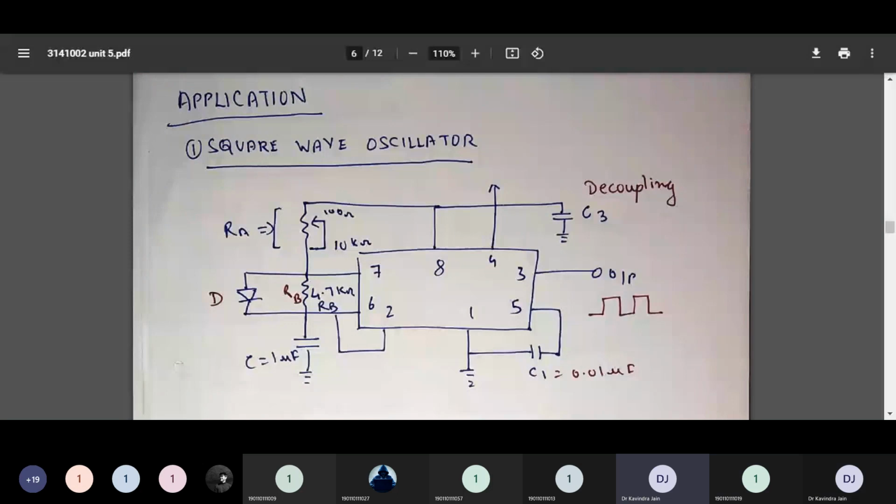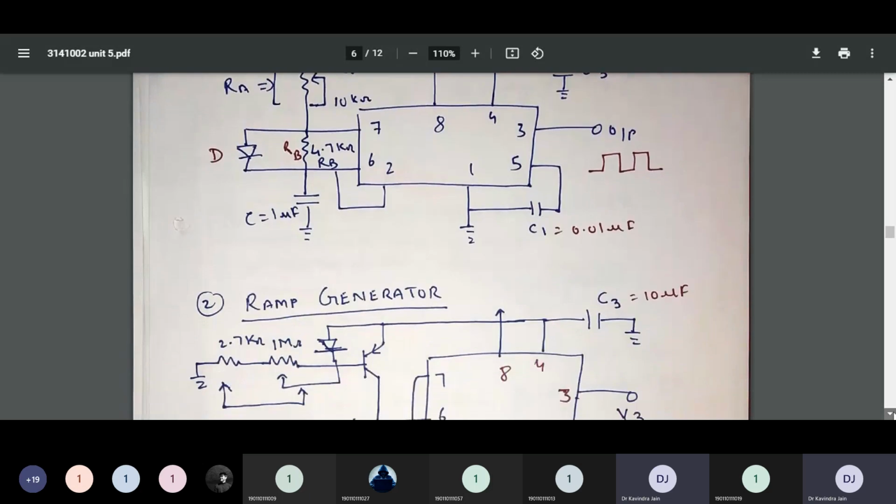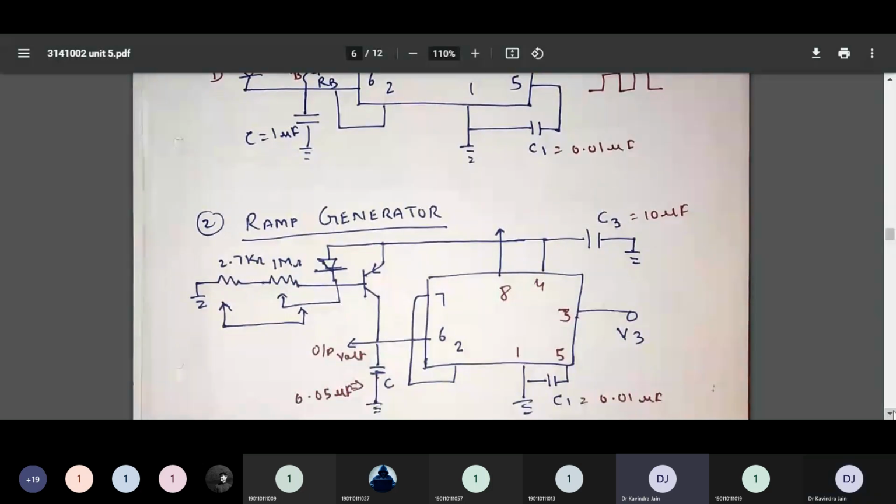Understood, sir. Okay. Now I request everyone to kindly proceed for this diagram of ramp generator. Please draw the diagram and let me know whether you are able to draw it or not.